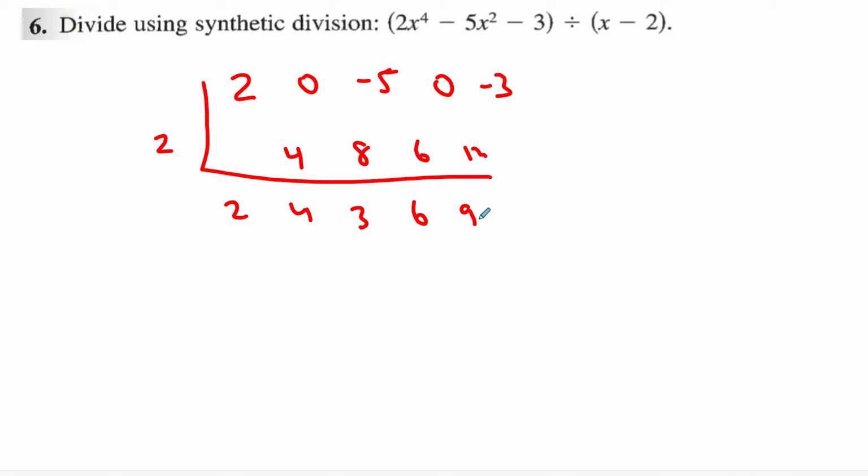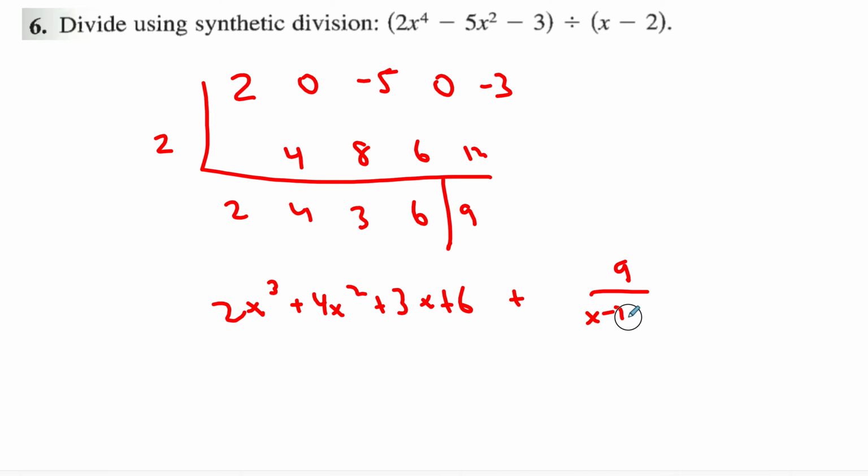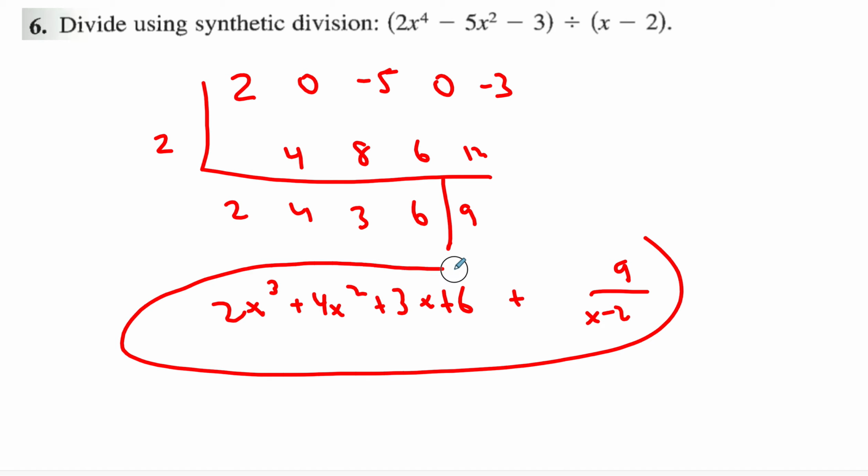Now, once you're there, that means that the remainder is 9. So your answer is, remember this is fourth divided by a single, so it's 2x cubed plus 4x squared plus 3x plus 6 plus 9 over x minus 2. So that would be the formal answer for that division.